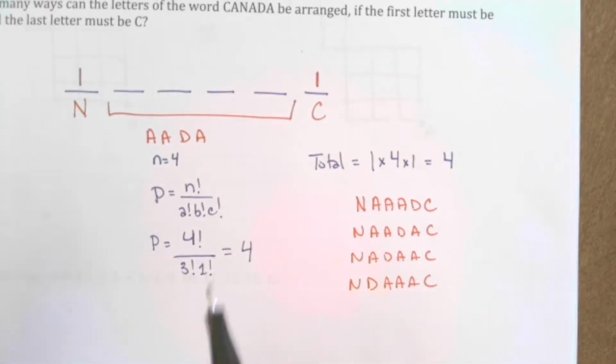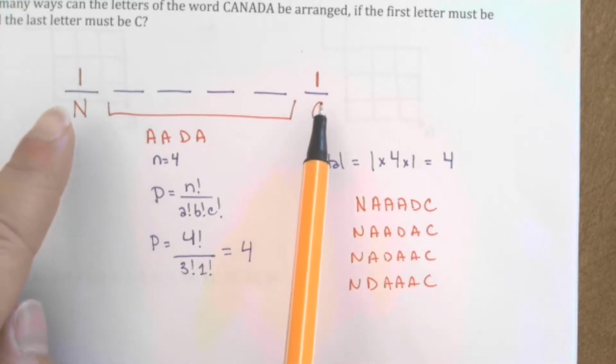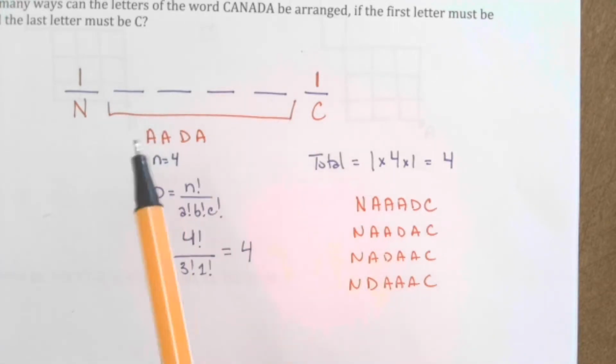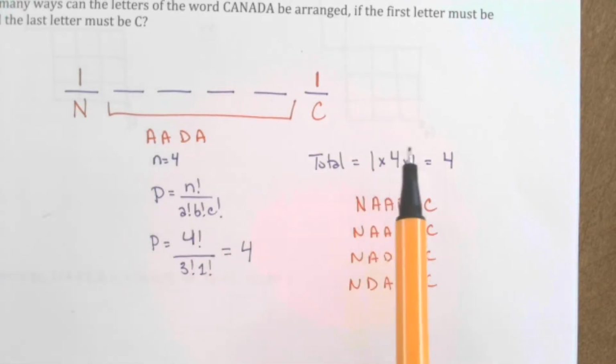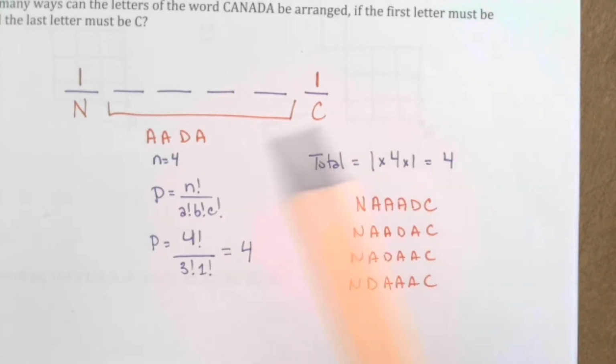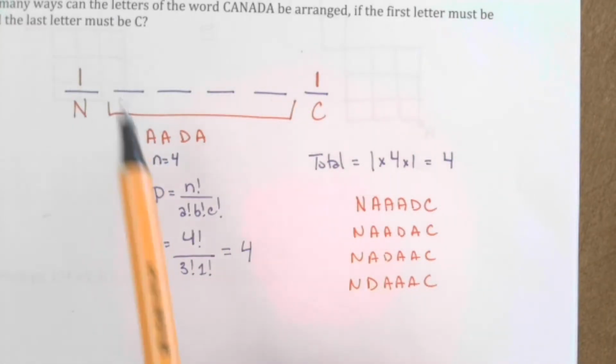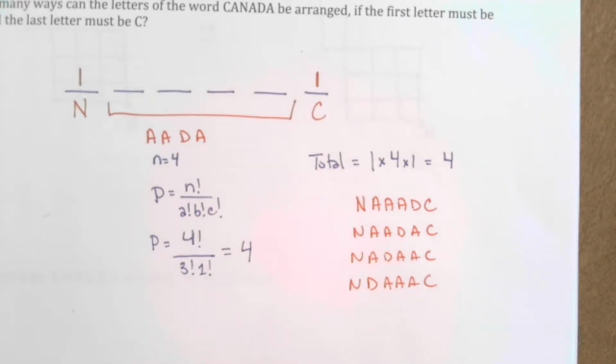Okay, so we found our outside pieces because those were our conditions, and then we use this permutations when we have identical objects to find the total arrangements for those middle letters, and then we had to multiply all those together because we needed the entire arrangement of 6. So this piece and the middle piece and that last letter.